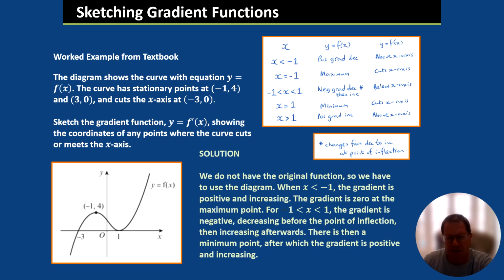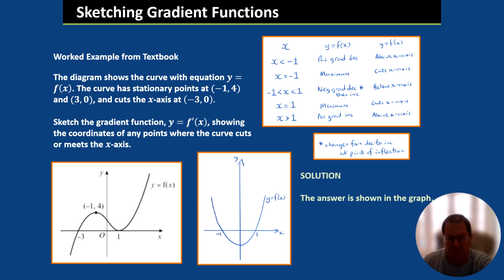diagram. When x is less than -1, the gradient is positive and increasing. The gradient is 0 at the maximum point. Between -1 and 1, the gradient is negative, decreasing before the point of inflection, then increasing afterwards. There is then a minimum point, after which the gradient is positive and increasing. And here we have the answer. The original function looks a bit like a cubic, so unsurprisingly, the gradient function looks like a quadratic.